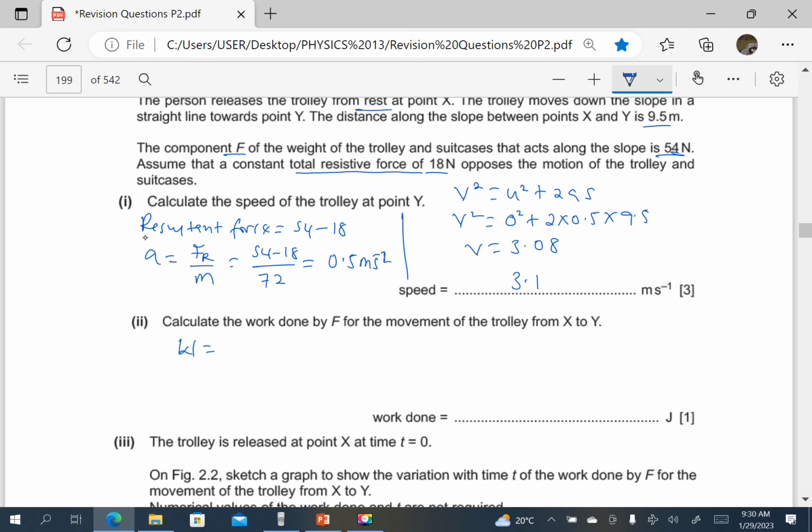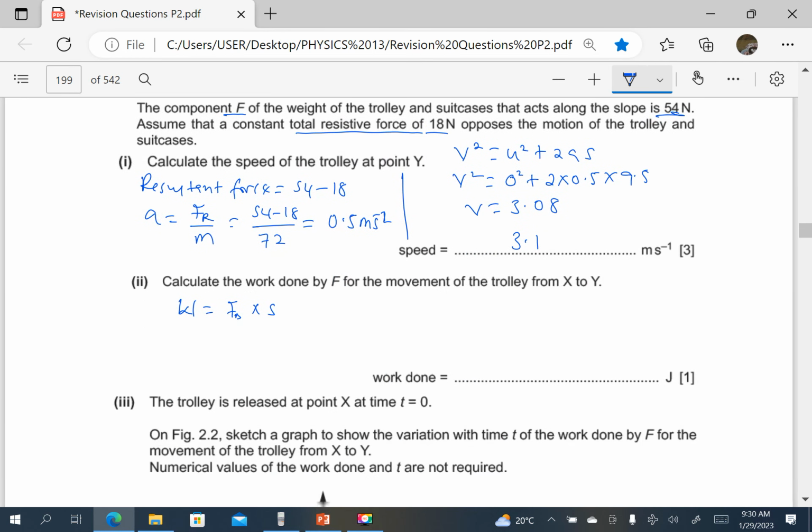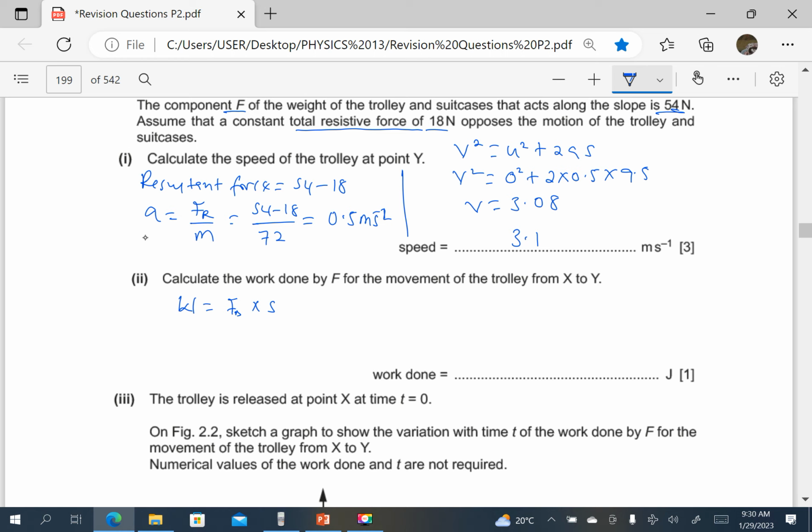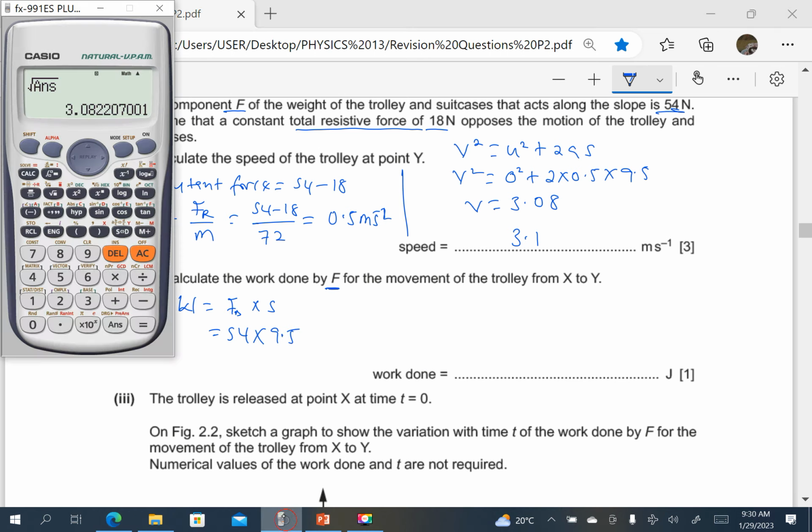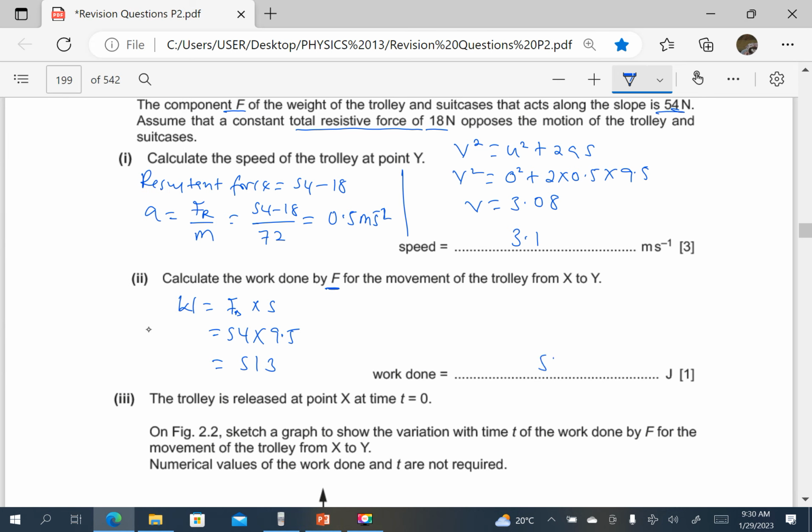Work done, we now know that work done is force times distance in the direction of force. Now this time we need the forward force, the total forward force, which is accelerating the object and doing work against resistance, which is simply going to be 54 newtons. When you're finding work done, you don't use the resultant force. You want work done actually by F, which is 54. So work done by F is going to be 54 times the distance moved, which is 9.5. When I press my calculator, 54 times 9.5, that is 513. Or approximately I can write 510 joules, two significant figures.